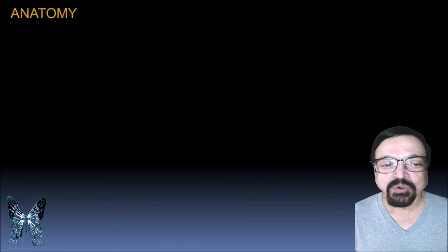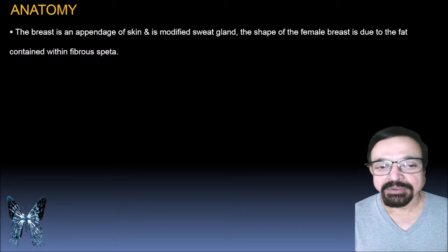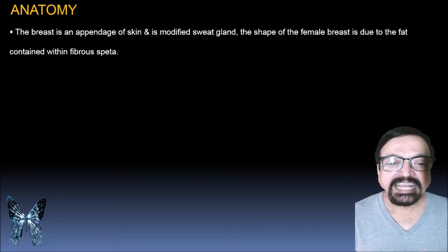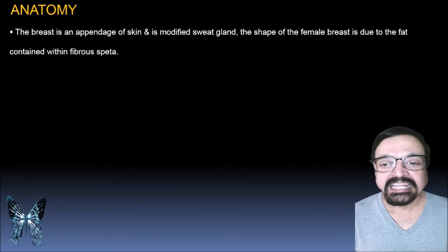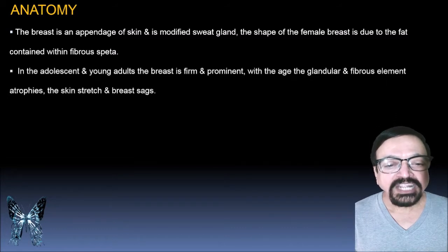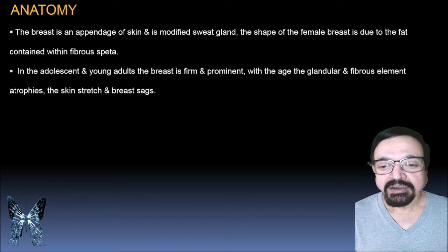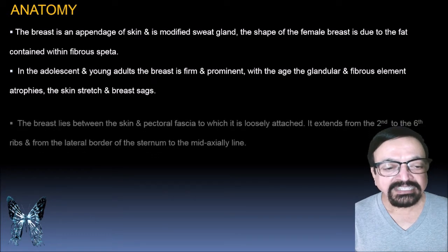Now let's get going. First is anatomy. Anatomy is basic of everything. The breast is an appendage of skin and is a modified sweat gland. The shape of the female breast is due to the fat contained within the fibrous septae. In adolescents and young adults, the breast is firm and prominent. With age, the glandular and fibrous element atrophies. The skin stretches and the breast sags.